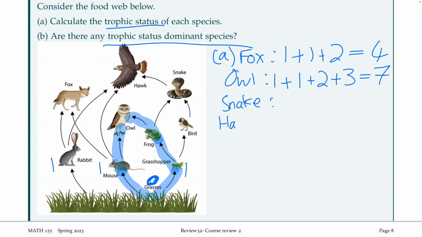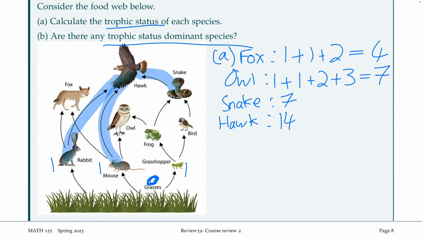I'll leave the snake and the hawk as exercises. I'll tell you what the answers are so you can check them. They are 7 and 14. So look at the species that it eats first, then work your way down through the food web. So if I was doing the hawks, I would first of all say, okay, what does it eat directly? Snake, mice, rabbit. And then work from that downwards.